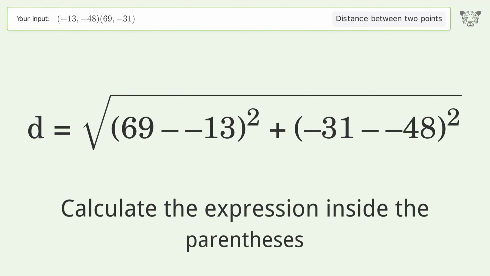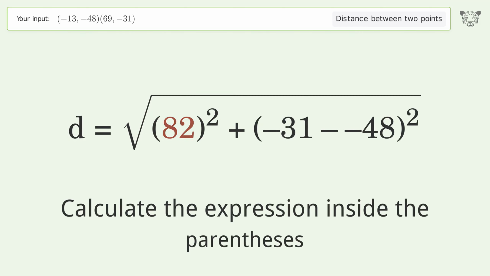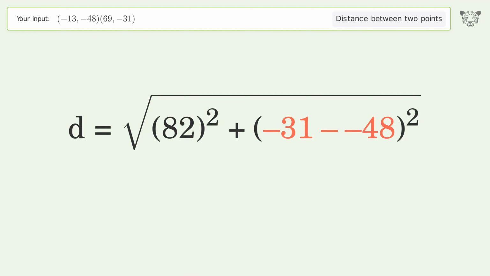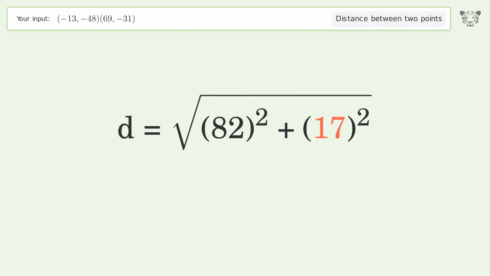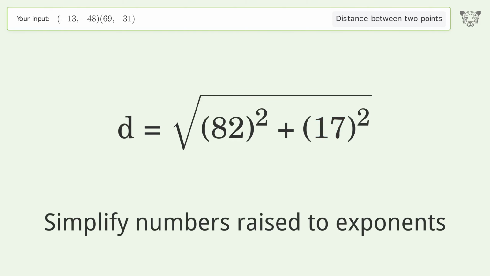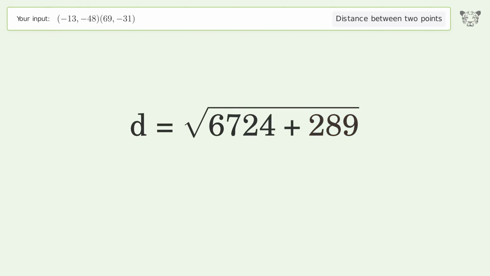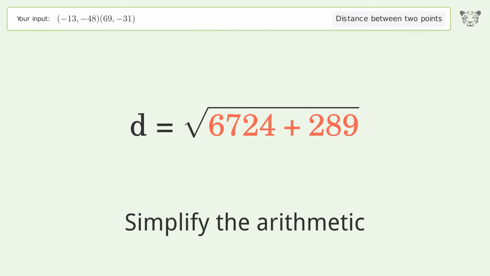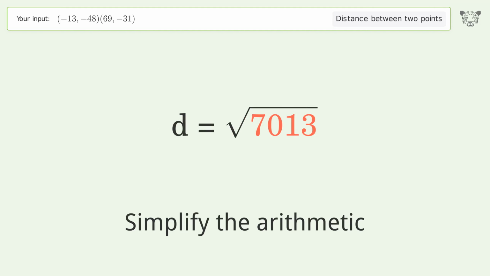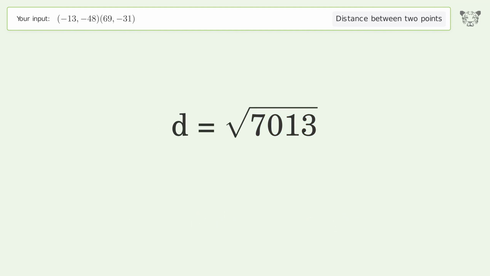Calculate the expression inside the parentheses. Simplify numbers raised to exponents. Simplify the arithmetic. And so the distance between the 2 points is the square root of 7013, or 83.744.